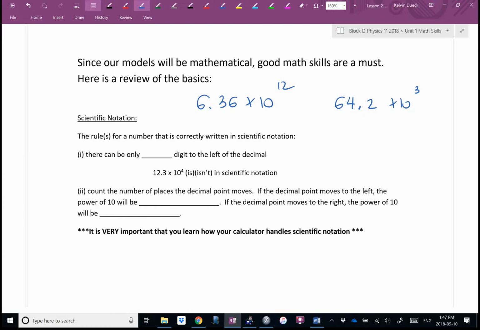What about the decimal place? Okay, so the rule for scientific notation is only one digit to the left of the decimal. Not 2, not 3, not 12, 1. Okay, so this number is or isn't in scientific notation. What would we circle here? No. Is not.